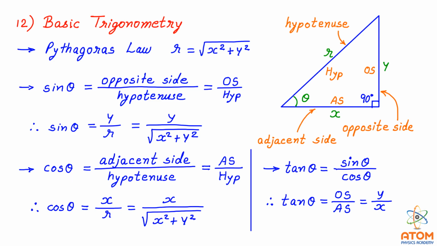Then cos theta is adjacent side upon hypotenuse. Now here is the adjacent side and this is the hypotenuse. So it is x upon r. So cos theta is x upon r. Again r can be written as under root of x square plus y square. So the equation becomes cos theta is equal to x upon under root of x square plus y square. Then tan theta is sin theta upon cos theta. So tan theta becomes opposite side upon adjacent side, but opposite side is y and adjacent side is x. So tan theta is equal to y upon x.